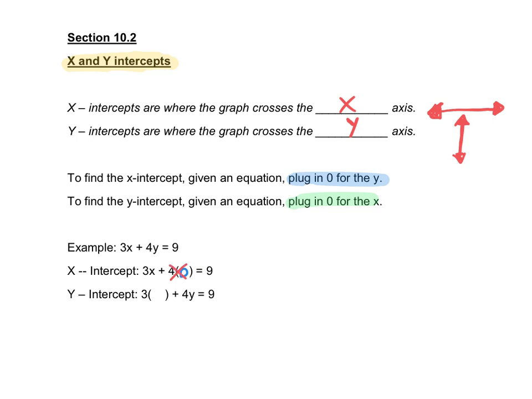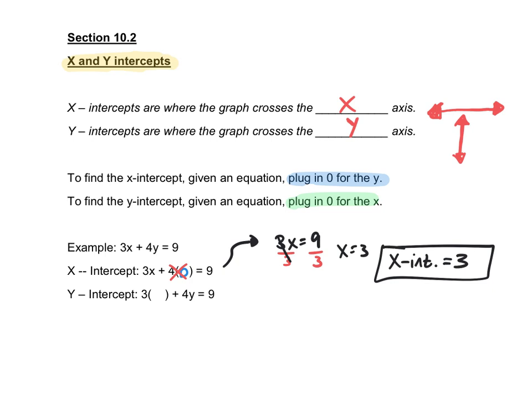So you're really left with, and I'm going to draw it up here just so I have some room, 3x is equal to 9. Well, what do you do next to get x by itself? Divide it by 3, and you end up getting x is equal to 3. So that means your x-intercept equals 3. Now, notice how I abbreviated intercept. Not a big deal, but I just don't want you to be confused.